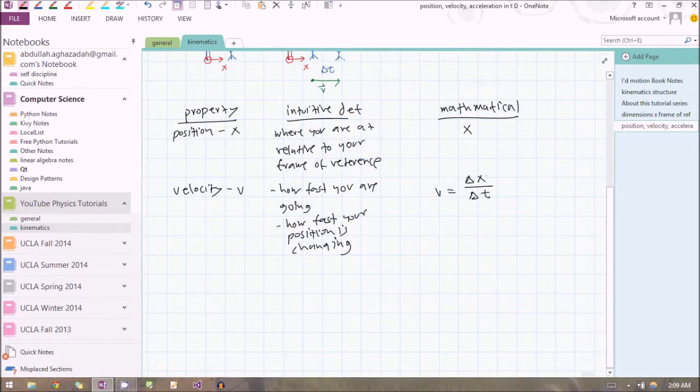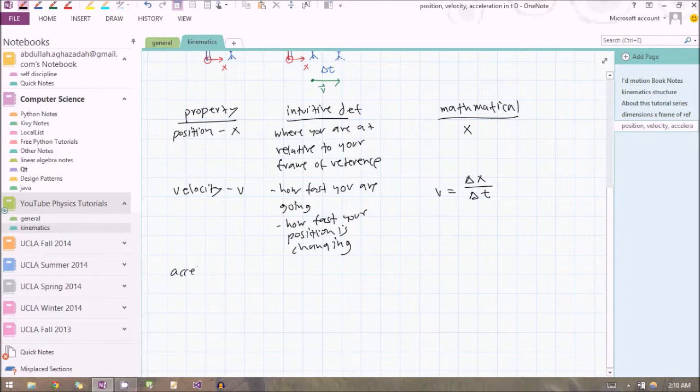So velocity is the ratio of how much your position changes to how long it takes to make that change. The more your position changes and the less time it takes to make that change, the greater your velocity. And that links nicely with its intuitive definition of how fast your position is changing.